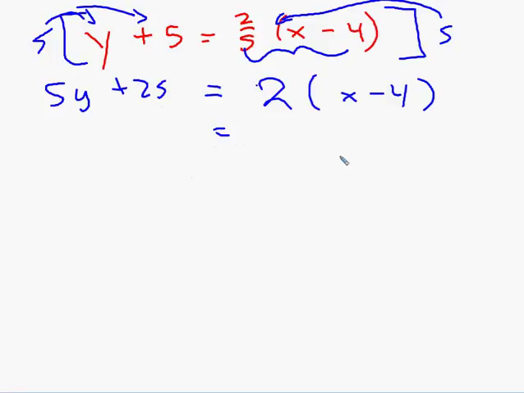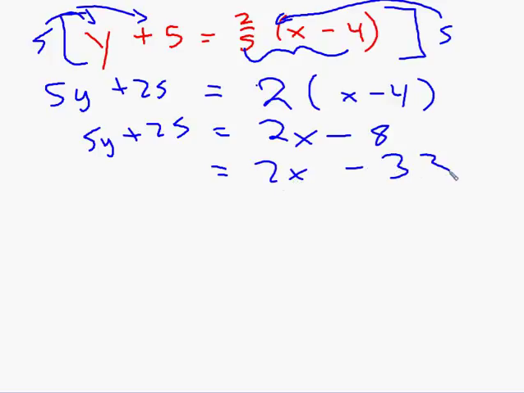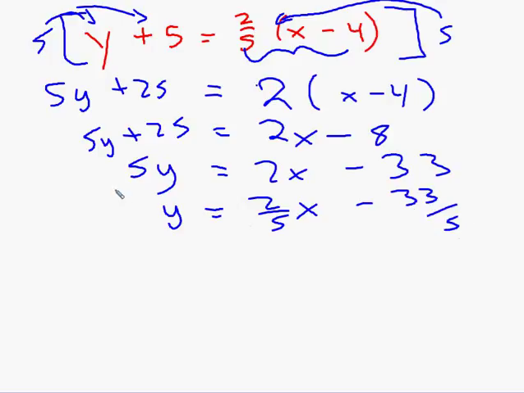Now what do we do? Distribute the 2. And you subtract 25. Now we subtract 25. So we subtract the 25 and we get negative 33, I think. Now what? Now you divide by 5. And you get a bunch of fractions. Okay, and then that is our slope-intercept form. Again, we would graph from this form because it comes out nice, not that form.